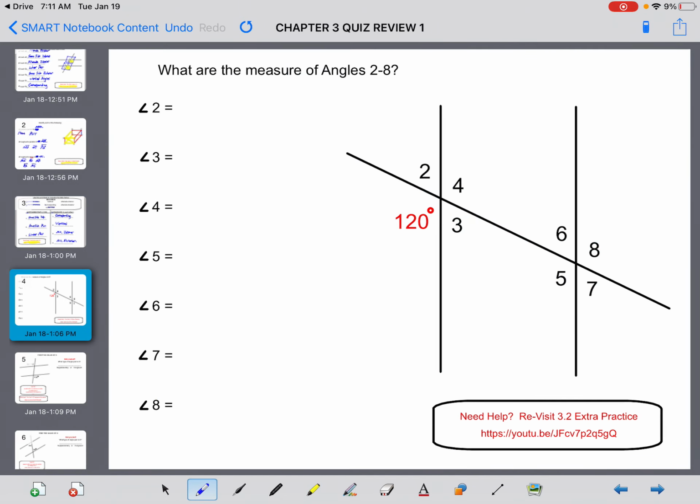What are the measures of angles 2 through 8? Well, they give us one angle, which is 120. Now, there's a few ways to approach this, and I'm just going to approach it this way. Angle 120 and angle 5 are corresponding, which means congruent. So angle 5 is 120 degrees.